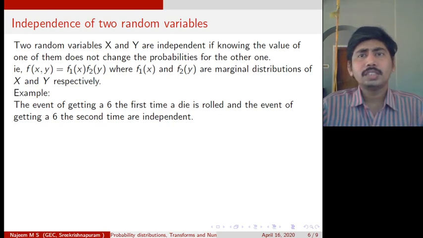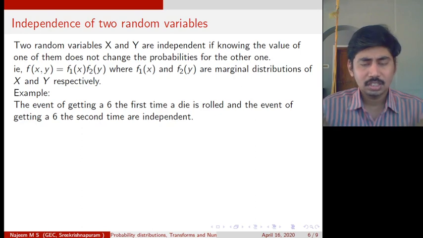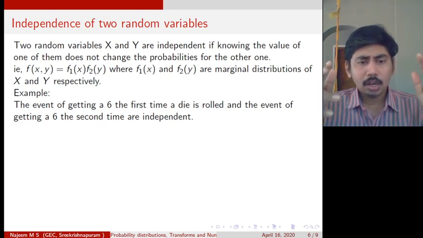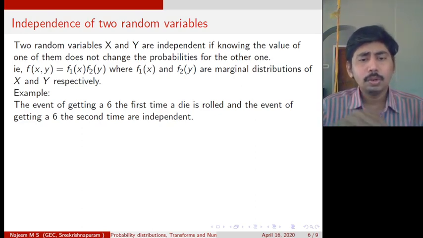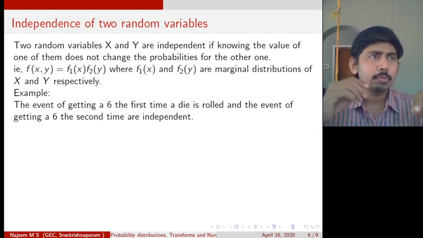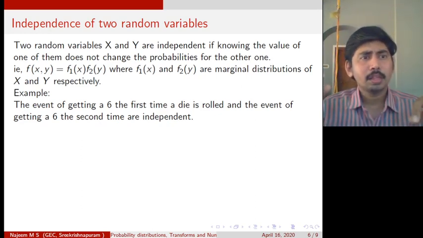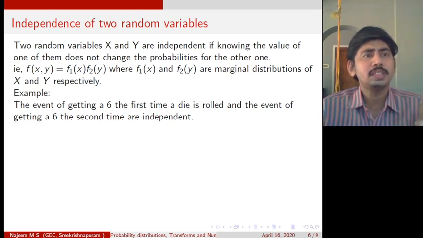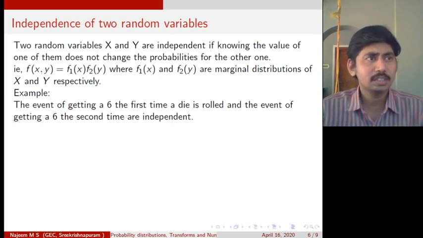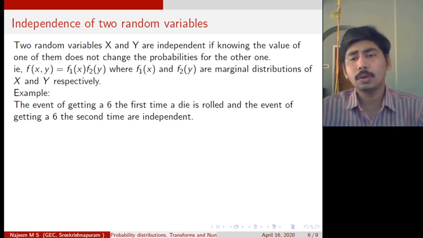Now consider a die rolled twice. The outcome of the first die will not have any impact on the second die. So irrespective of whatever the outcome of the first die, the probability of getting a 6 on the second die will be 1 by 6. There is no effect from the first die. That's why both are independent. Getting a 6 on the first die is independent of getting a 6 on the second die.